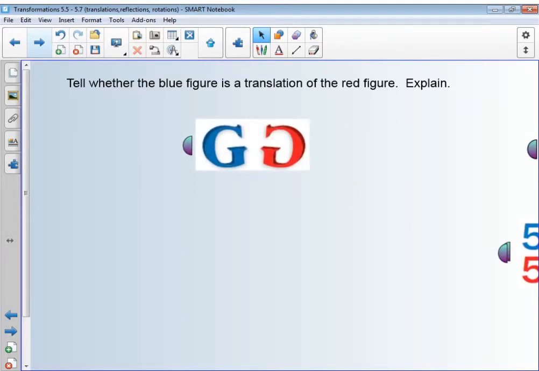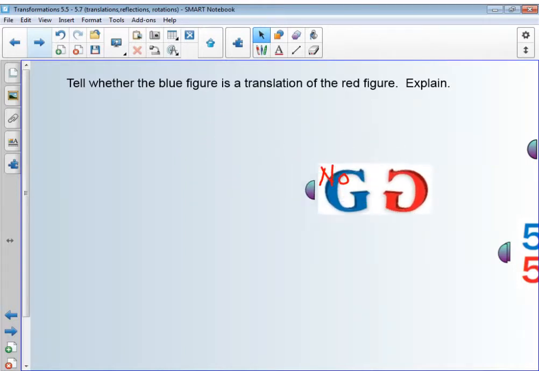Okay, here I have from the red G to the blue G. Is that considered a translation? So when we look at this one, you've got G's, but it actually flipped that G over. So this would be a no. It kept the same size, but it flipped the shape. So that would be a no.